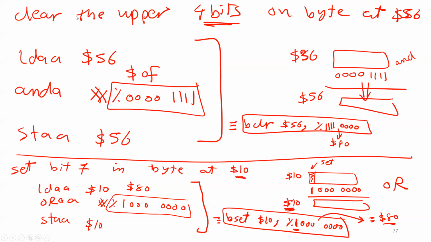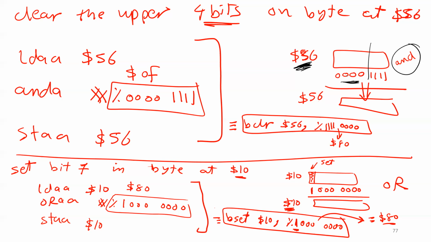Look here, guys. I want to clear the upper 4 bits in the byte 56. So this is the address. So in the byte in location 56, I want to clear the upper 4 bits. I told you today, if you want to clear some bits, you have to use logic AND. Clear, you have to use logic AND. This is number 1.